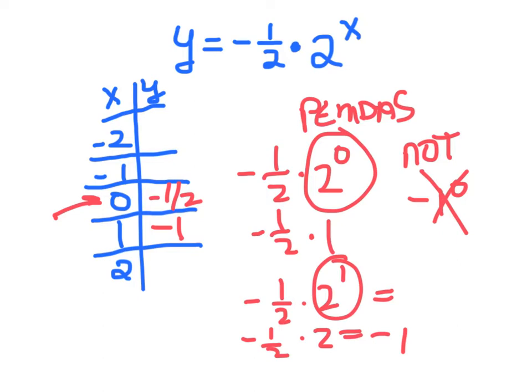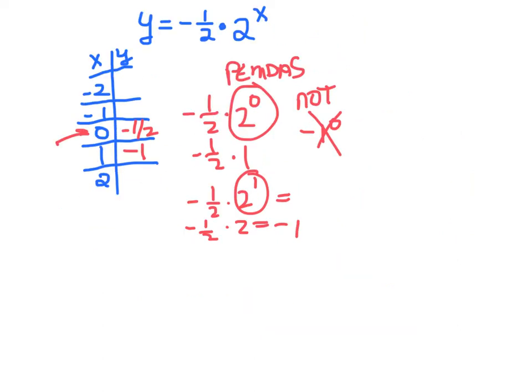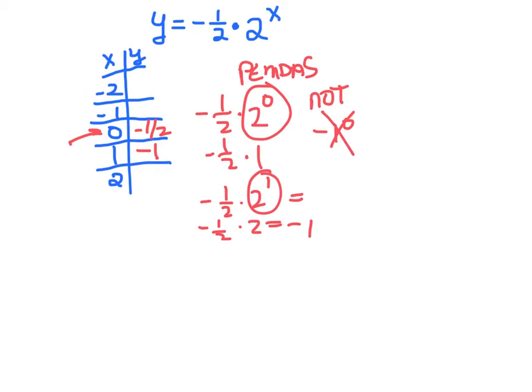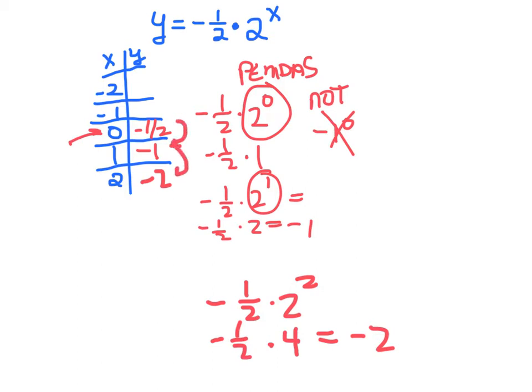Plugging in 2, we would have -1/2 times 2 to the 2. So 2 to the 2 is 4, times -1/2 is -2. So in the pattern, these numbers are doubling, -1/2, -1, -2. So going in the other direction, it would be -1/4, -1/8.